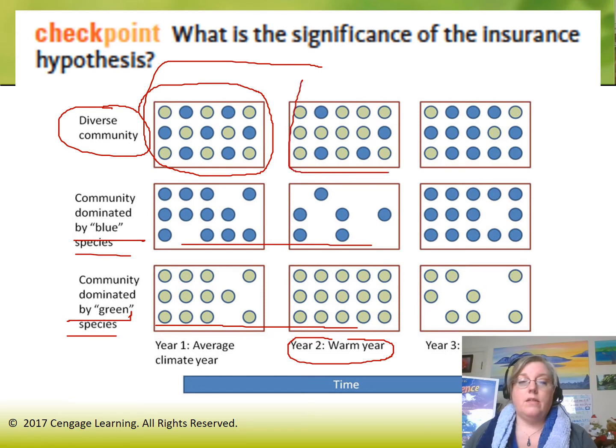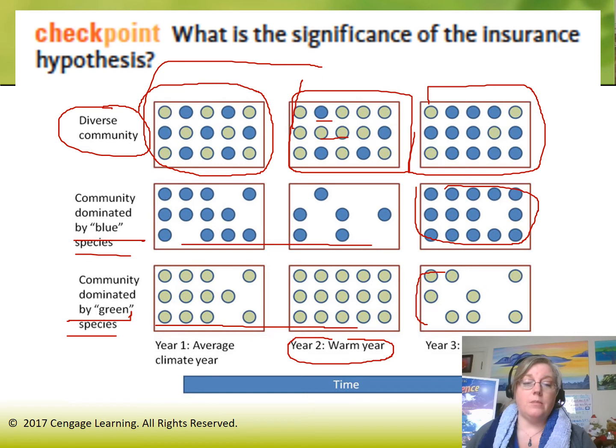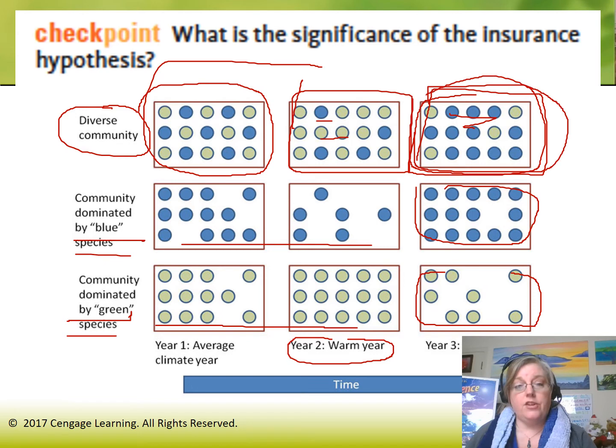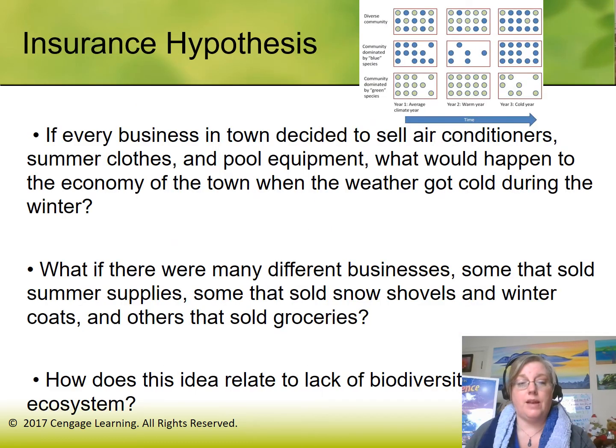In this diverse ecosystem, yes, there's more green ones than blue ones, but the ecosystem as a whole is fine. Here's a cold year. The cold ones love it. The green ones, not so much. They're dying off. However, in the full diverse community, yes, there's more blue than green, but the ecosystem as a whole is okay. This is what we're talking about. It's the ecosystem as a whole. If you have more different species together, then if something bad happens to one, somebody else can pick up the slack. That's the insurance hypothesis.